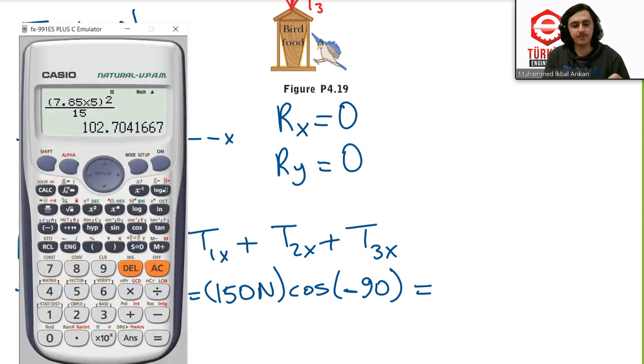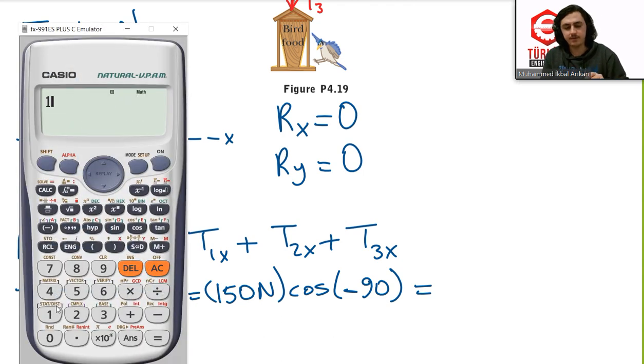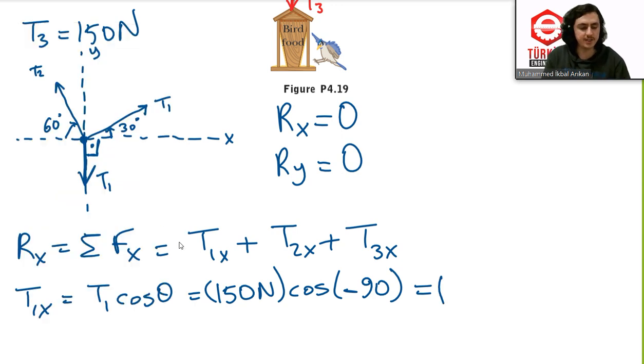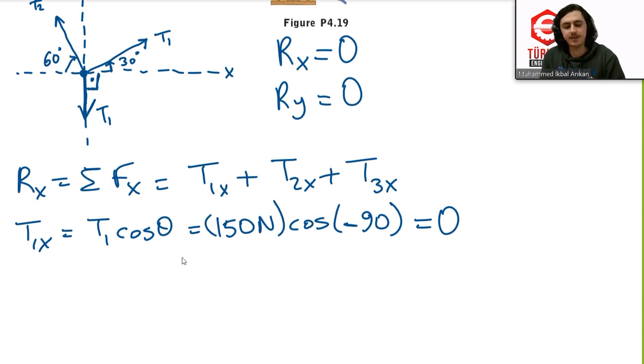So let's see what our solution is. 150 multiplied by cosine of negative 90 will give me 0. As you see here, it is just vertical, so there is no x component. So it is easy.